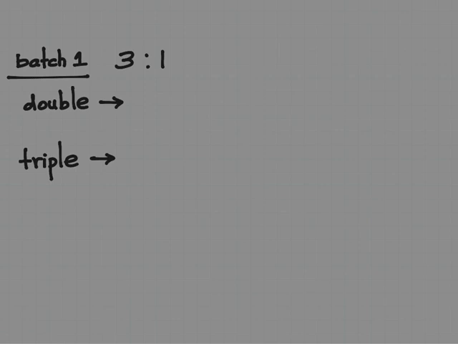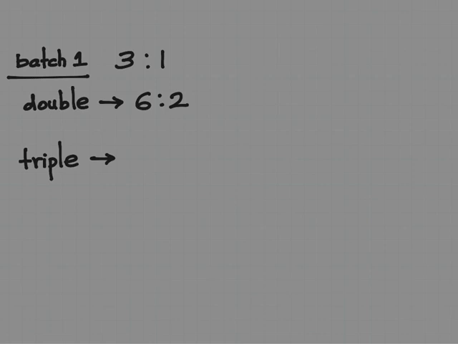Okay, now for batch 1, the ratio is 3:1. What will be the ratio for the second batch? For batch 2, you have to double it, right? So 3 times 2 is 6, and 1 times 2 is 2. Okay, that is for batch 2.